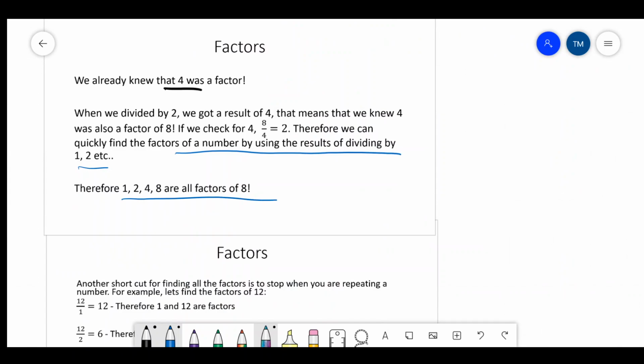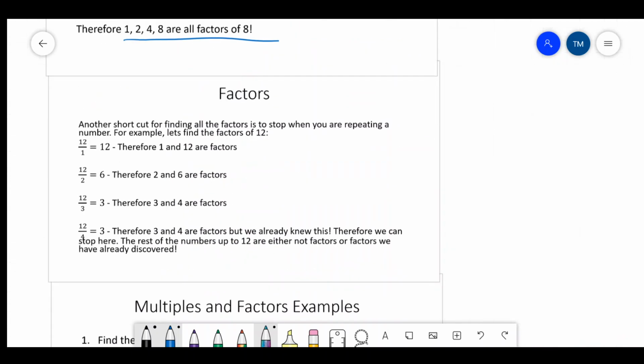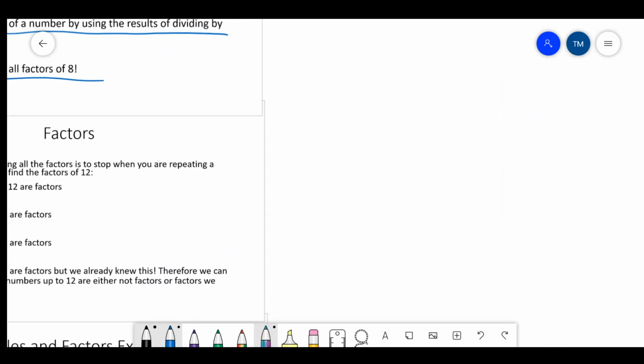And there we go, 1, 2, 4, and 8. And this explains the shortcut a little bit more. So another shortcut for finding all the factors is to stop when you're repeating a number. So for example, let's find all the factors of 12. First of all, we do 12 divided by 1, because we want to see if 1 is a factor, and we get an answer of 12. So therefore, we know that 1 and 12 are factors.